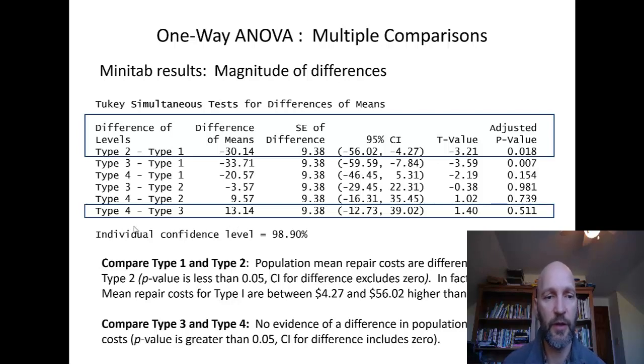Okay, so we can go through and do a similar analysis for each of these. Well, let's go down to this bottom line here. Type 4 versus type 3. We already, again, know that there is no difference between these. Is that confirmed by the output? Well, the confidence interval is from negative 12 to 39, so 0 is in the middle of that somewhere, and that tells us we should not reject the null hypothesis. But we can also look at the adjusted p-value over here, 0.511, and that tells us that we should not reject the null hypothesis that mu3 equals mu4.